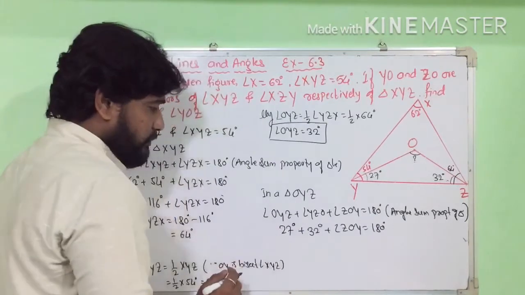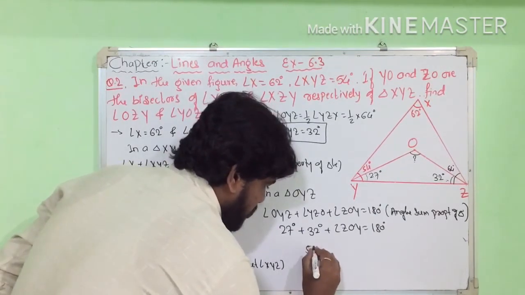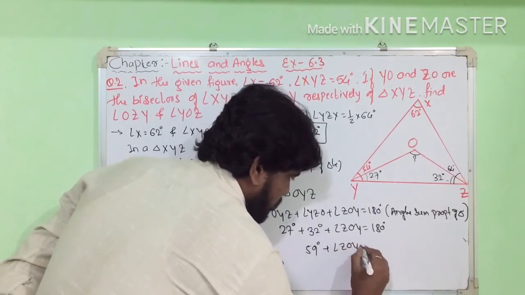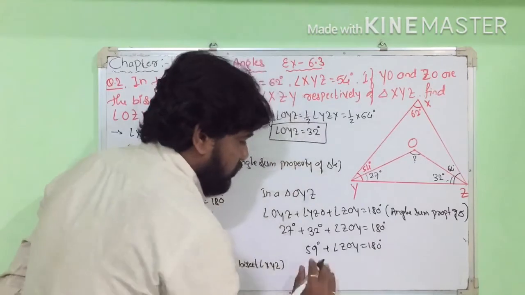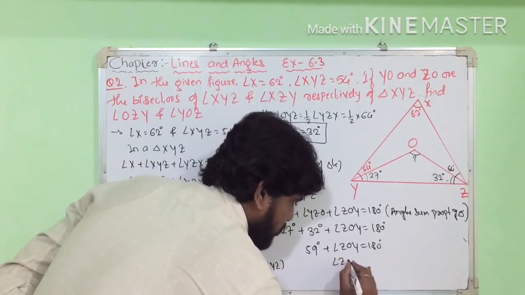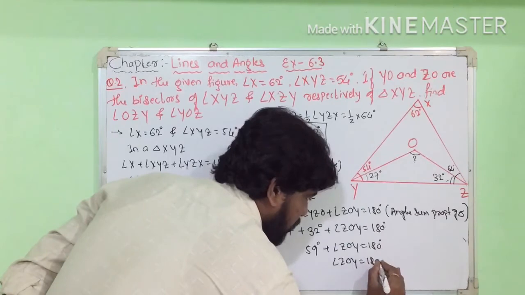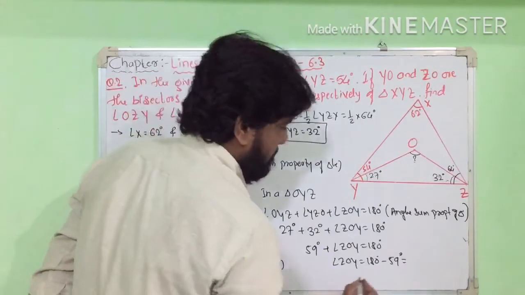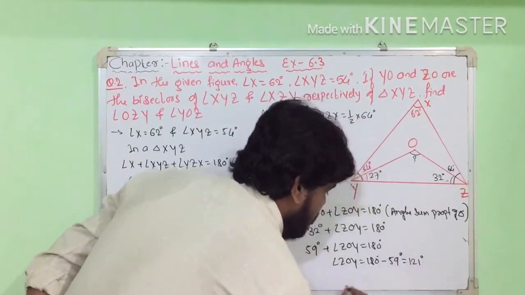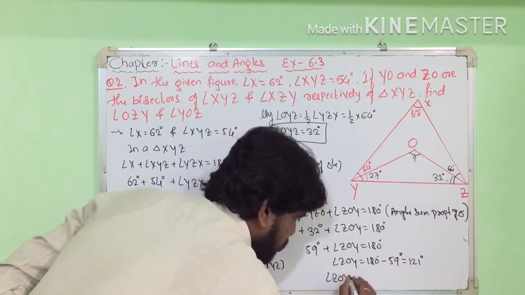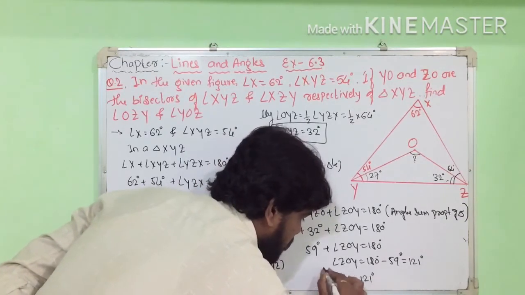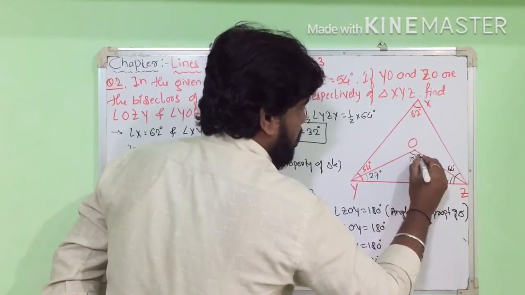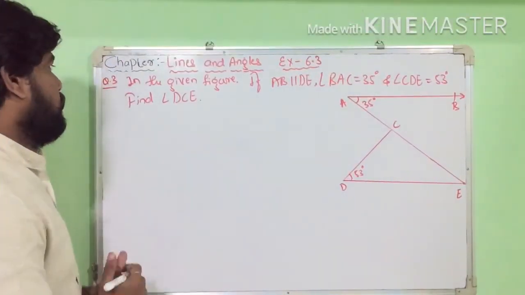So make this sum: 59 degree plus angle ZOY is equal to 180 degree. So this goes to the RHS side, this becomes a minus 59 degree. So make this minus, 121 degree. So angle ZOY is equal to 121 degree. So this angle is 121 degree. Well students, the next question, third one.